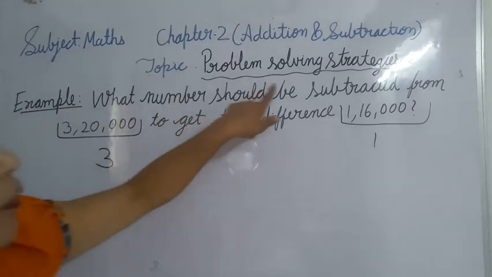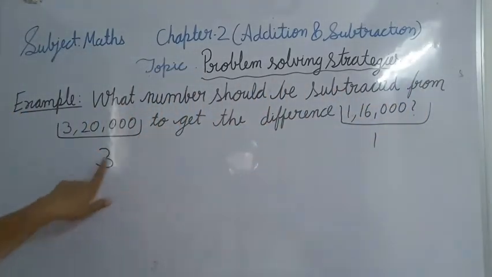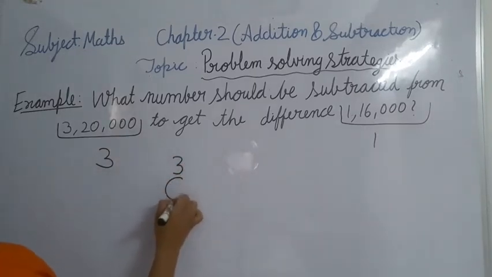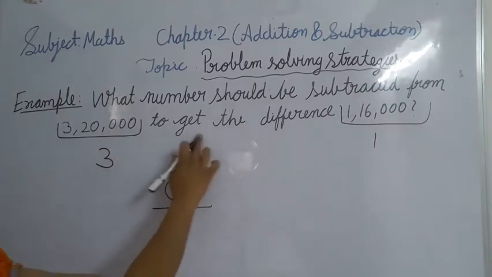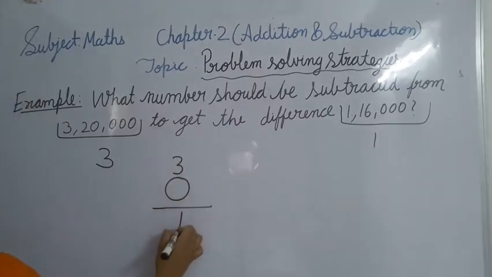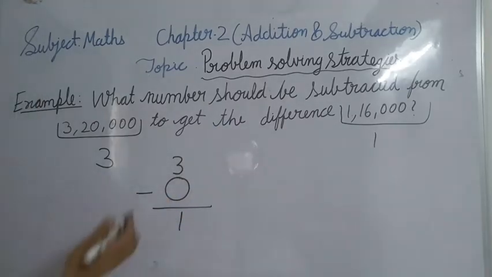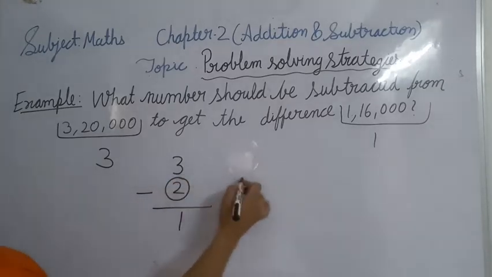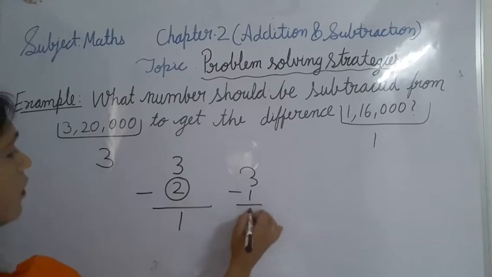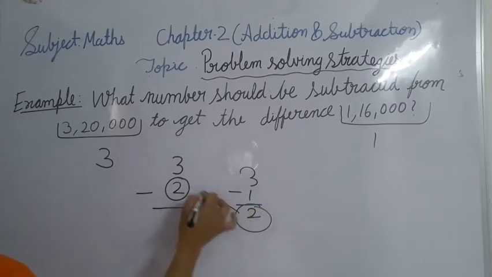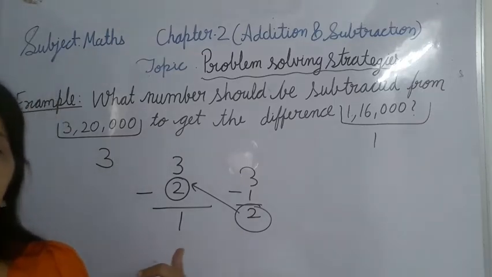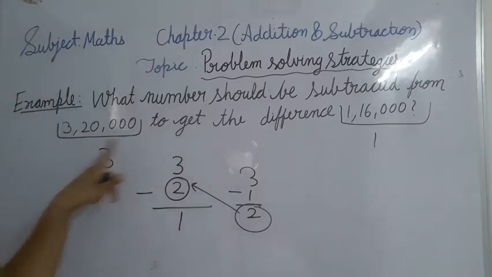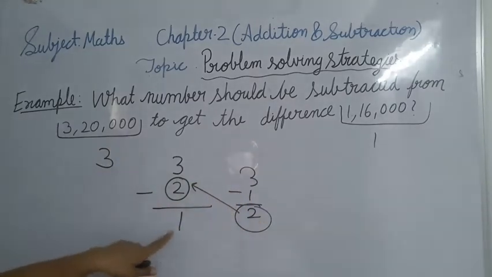What number should be subtracted from 3? Meaning we have 3 and we have to subtract some number to get the difference 1. So easily you will say, ma'am, from 3 you have to subtract 2. And how will you get the 2? When you subtract 3 minus 1. So you will get the answer here. Yes, so the same thing we will do now. So now it is easy. If you simplify the number, it will be easy to find the answer.